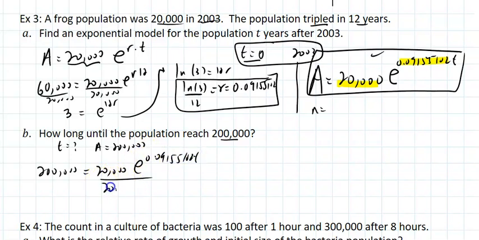Isolate the trig function by itself. We just did that in the previous section. And the 3 zeros cancel out. 2 divides 20 10 times. So we're looking for how long it takes for the population to be 10 times as much.